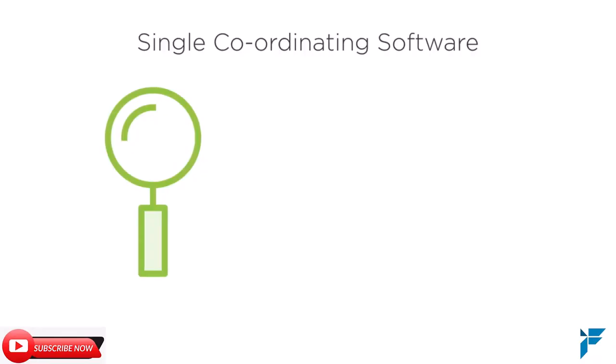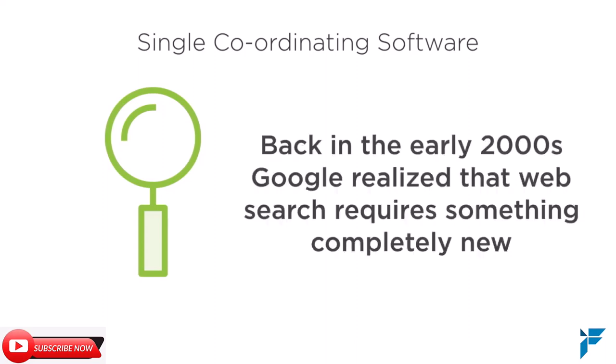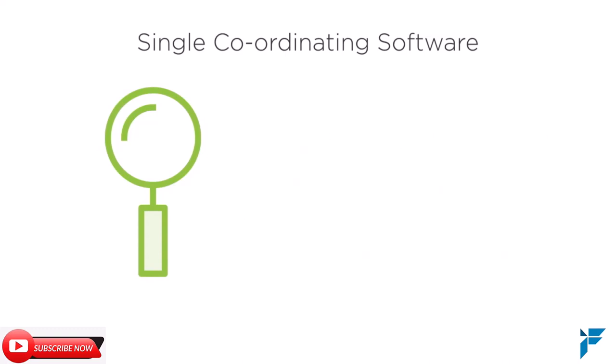Working with distributed systems requires special software whose explicit purpose is to coordinate and manage all the processes and machines which exist within the system. Back in the early 2000s, as Google web search got more and more powerful, Google realized that traditional software, traditional methodologies would not work for the scale of web search.